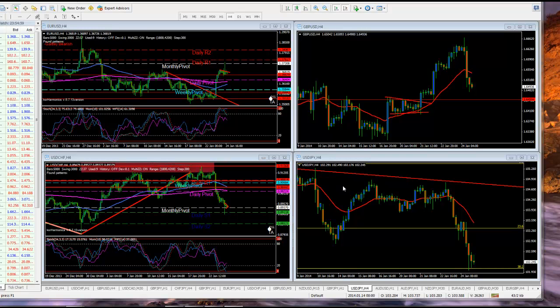We have Stochastics, momentum oscillator. Then also have the pivot points that we have up, and weekly, monthly, daily pivot points also. And on the right side is more of a basic chart, and we're going to be talking today.